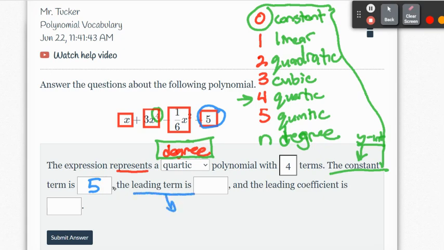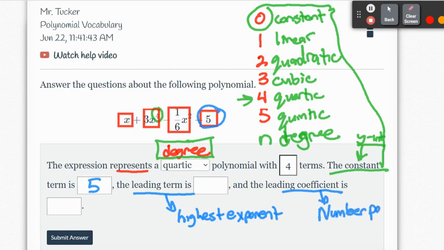Now, the next one says, what's the leading term? The leading term is the whole term that has the highest exponent. Not to be confused with the leading coefficient. The leading coefficient is the number part of the leading term. So we have to figure out what the leading term is before we figure out what the leading coefficient is.